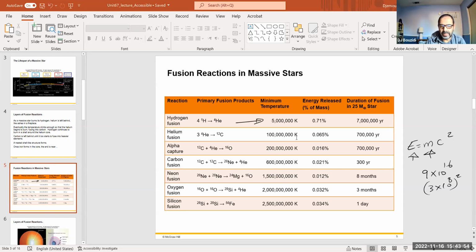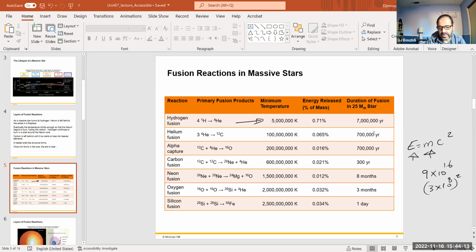For helium, it needs about 100 million Kelvin. At that point, even in the case of a low mass star, you'll be able to form carbon. So this is a process that happens even for a low mass star. This takes about 7 million years for a low mass star. For a high mass star, this takes about a tenth of that, 700,000 years.